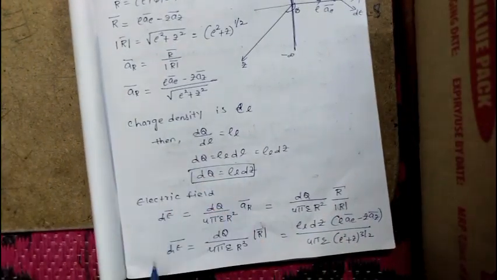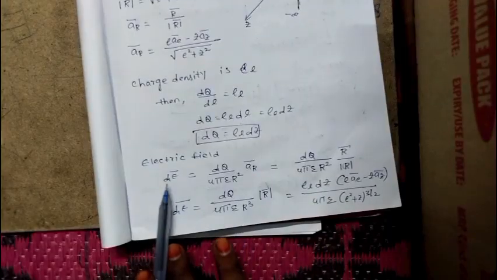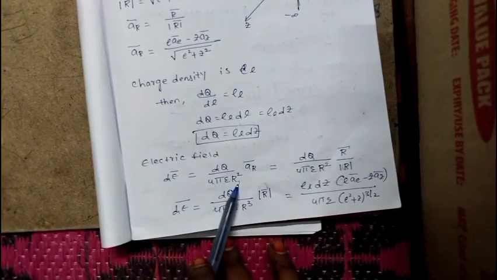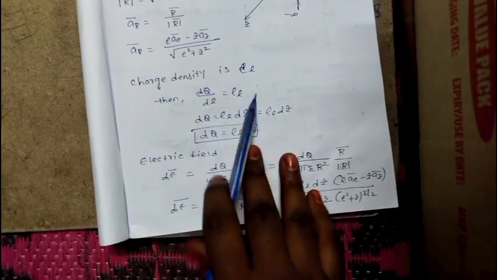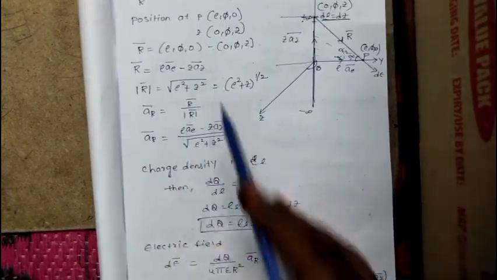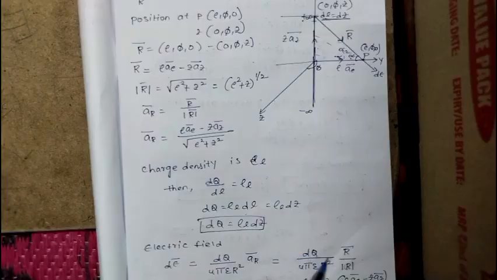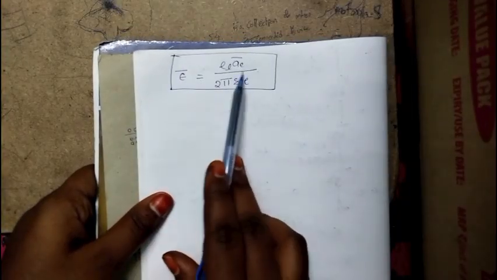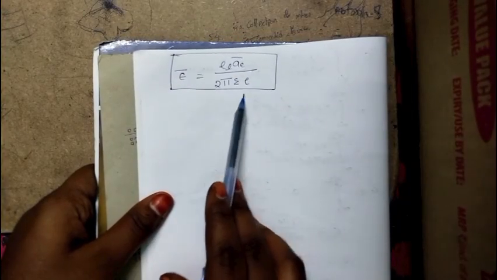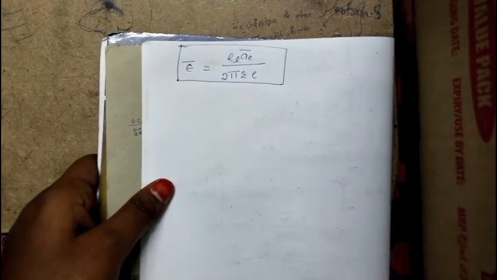Next, the main formula: dE bar is equal to dq by 4 pi epsilon r square a r bar. This dq and a r bar are present in this formula and above. I have to substitute all these things and derive all of them, and finally I get this formula: E bar is equal to rho L a rho bar by 2 pi epsilon rho. Thank you all.